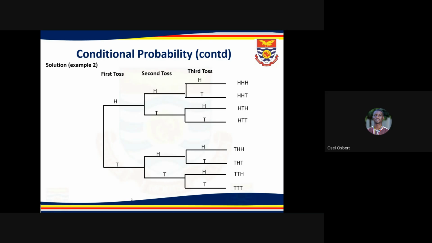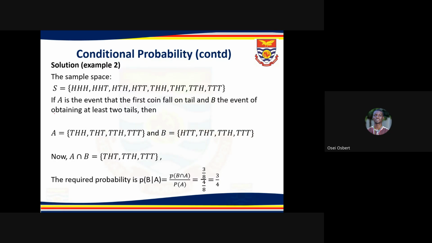Find the probability of obtaining at least 2 tails, given that the first falls on a tail. So we are looking at the first falling on a tail. That's these ones. The probability of A, that the first falls on tail, is T, T, T, and T. And the probability of getting at least 2 tails, we have them here.